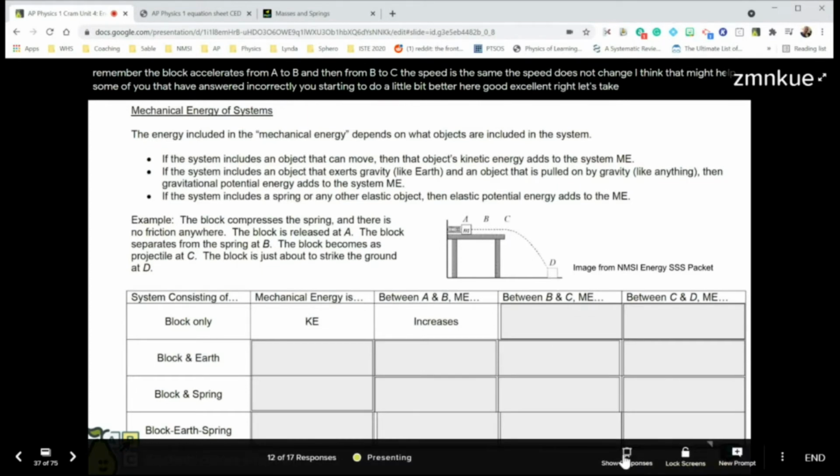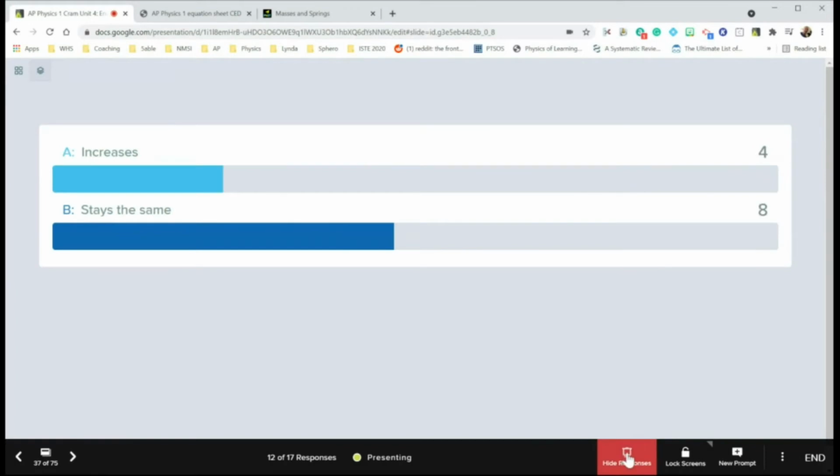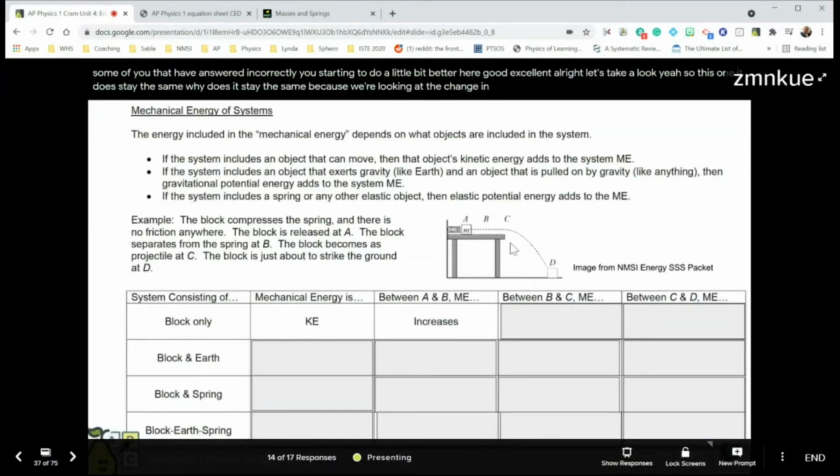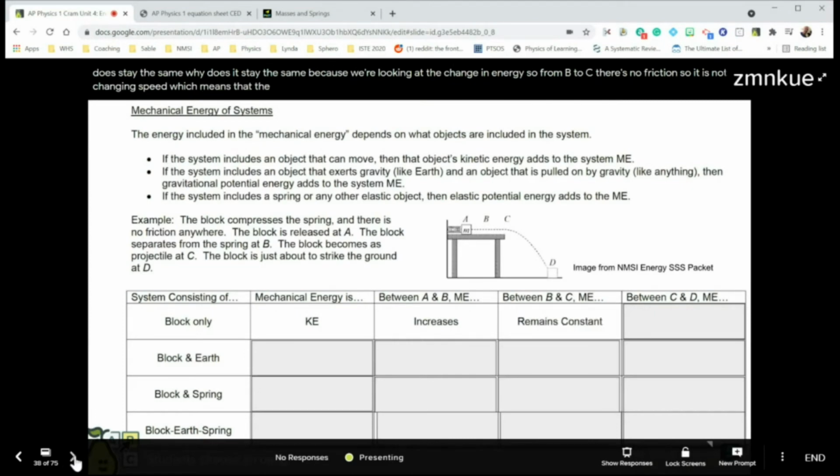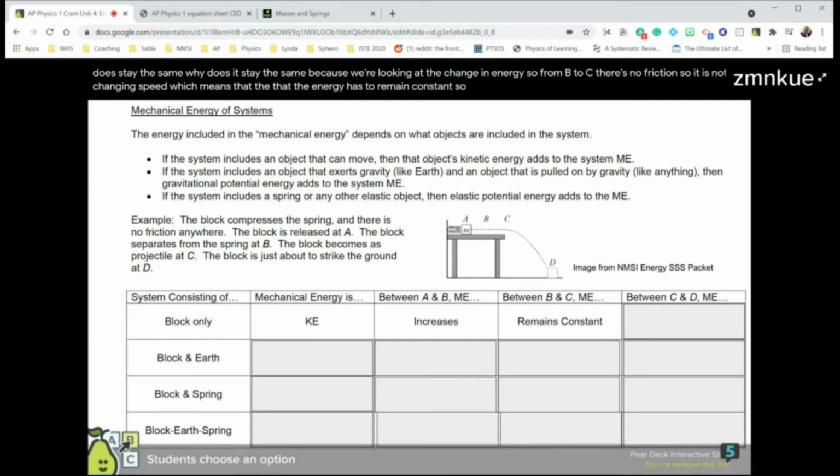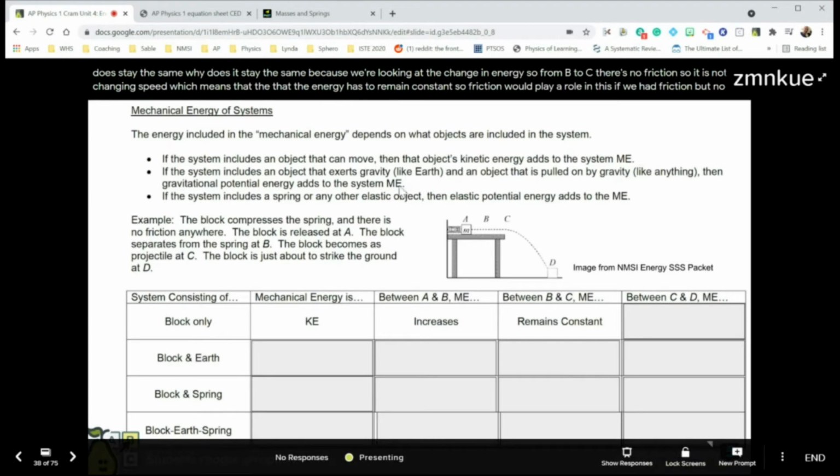All right, let's take a look. So this one does stay the same. Why does it stay the same? Because we're looking at the change in energy. From B to C there's no friction, so it is not changing speed, which means the energy has to remain constant. Friction would play a role if we had it, but notice that there is no friction on this one.